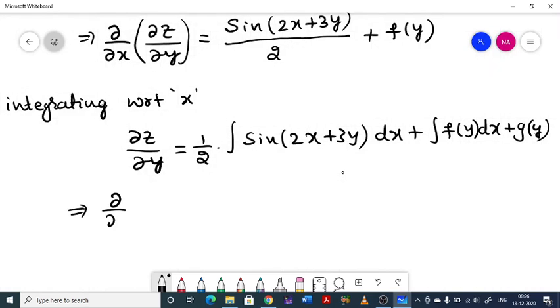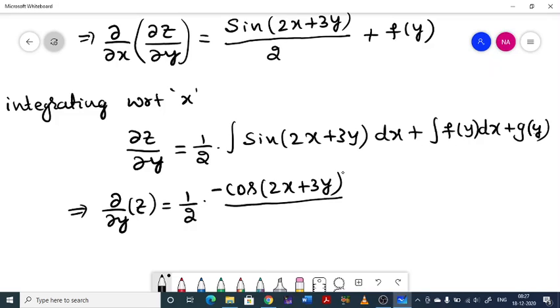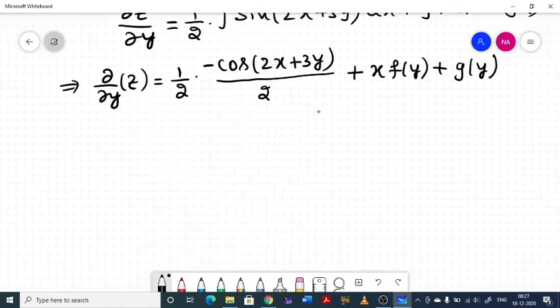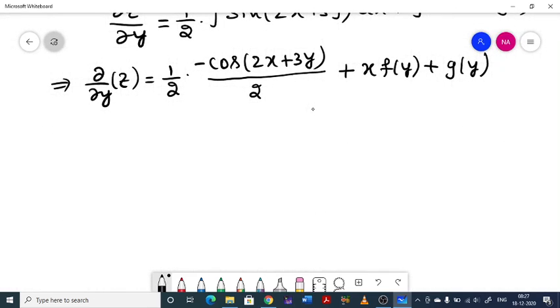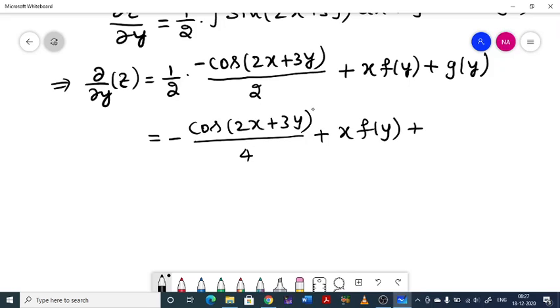Now ∂z/∂y = 1/2 into integrating a sine, you get minus cos of (2x + 3y) divided by, differentiating this inner term with respect to x, again you get 2, plus the integral of f of y, which will be constant, into the integral of dx, you will get x f of y plus g of y. So this will be, you can write once again, minus cos of (2x + 3y) divided by 4 plus x f of y plus g of y.